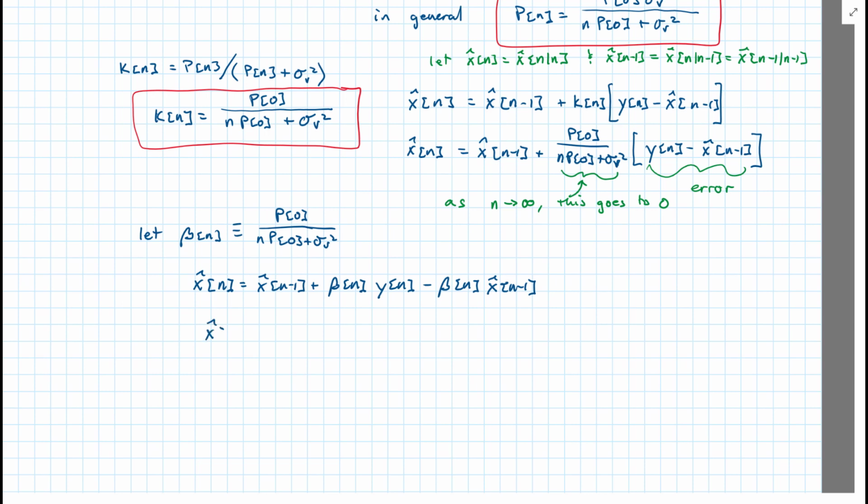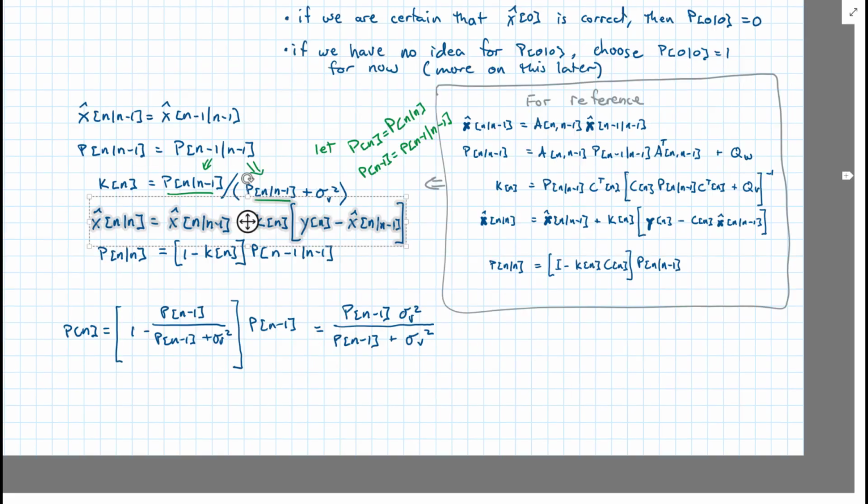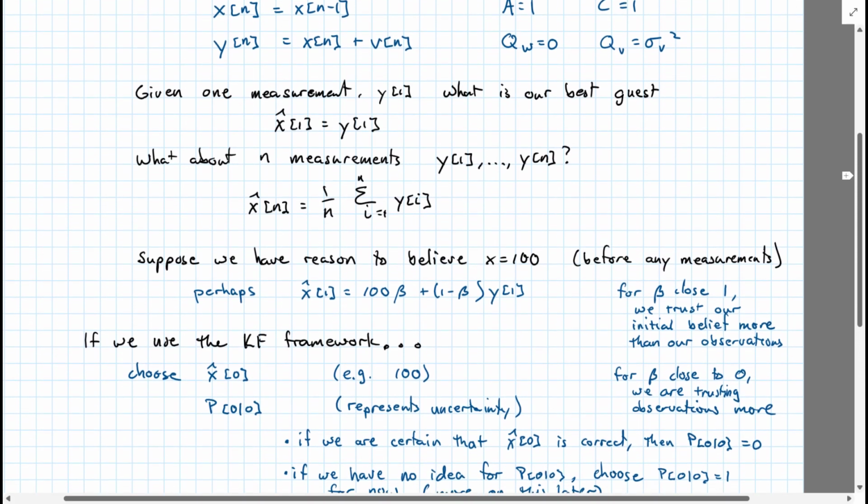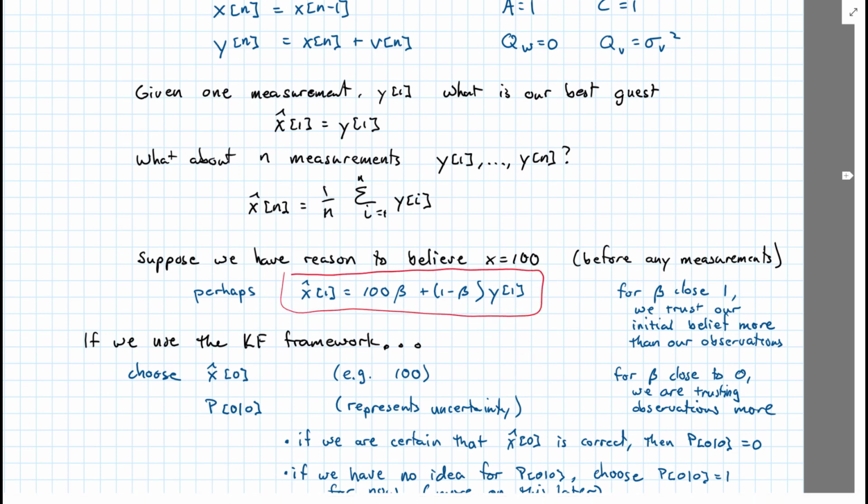which can now be rewritten as x hat n is equal to beta n y of n plus 1 minus beta of n times x hat n minus 1. Now is a good time to go back and look and see that this indeed is very similar to what we had here.